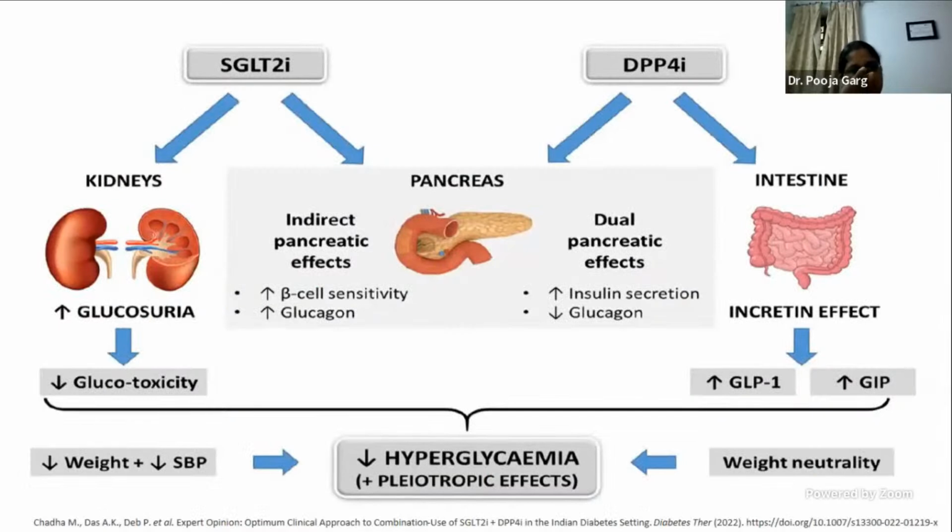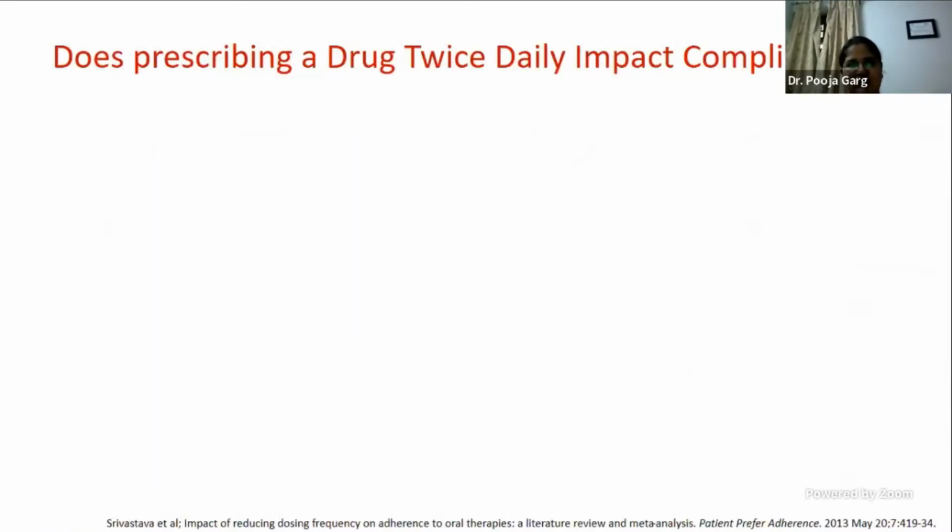So we can see here SGLT2 inhibitors increase glycosuria, therefore reduce glucotoxicity, reduce weight, reduce BP, reduce hyperglycemia. At the level of the pancreas, the increased beta cell sensitivity increases glucagon. But DPP4 increases insulin secretion but decreases glucagon. So both can be nullified. At the level of the intestines, DPP4 increases incretin effect, increases GLP1, increases GIP1, and therefore leads to reduction in hyperglycemia and leads to weight neutrality.